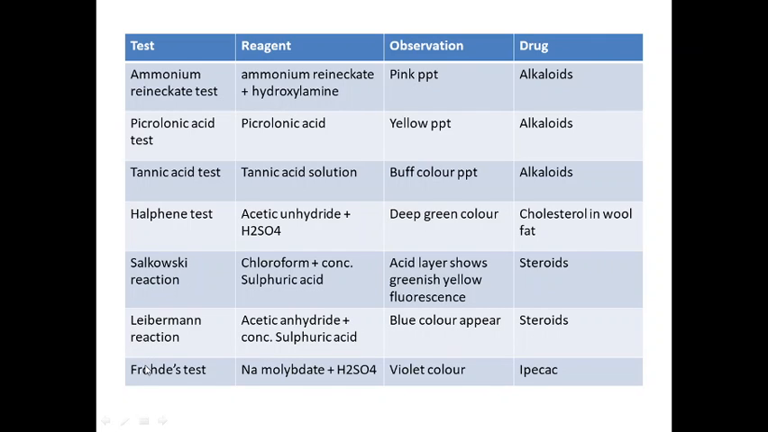Just see the test for the identification of ipecac. The biological source, that is Cephaelis ipecacuanha, is identified using Frohde's test, which uses sodium molybdate and sulfuric acid as reagents, and this ipecac shows the violet color in presence of reagent.